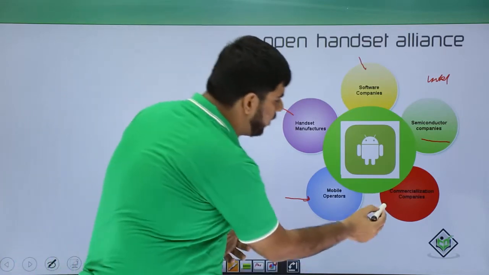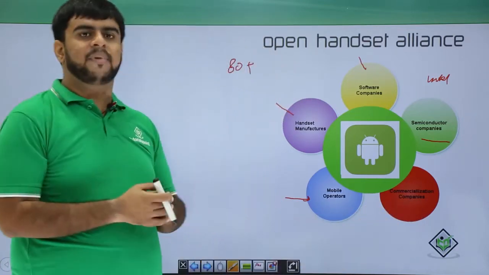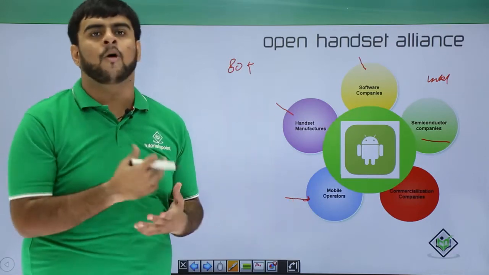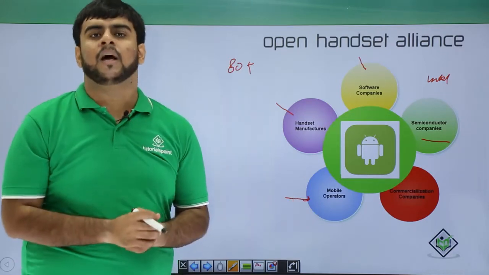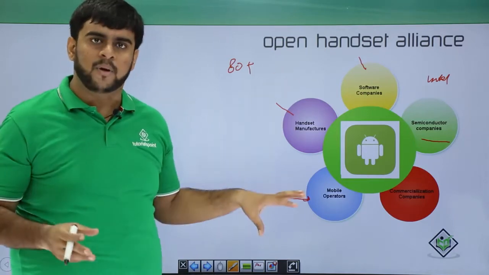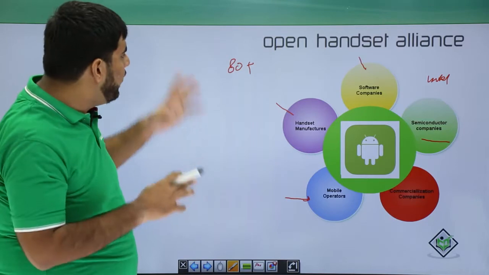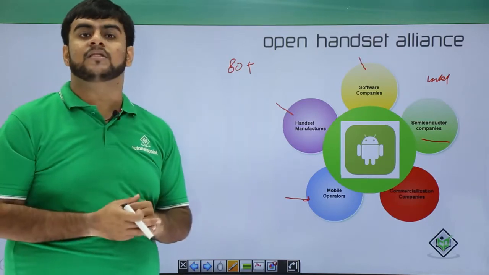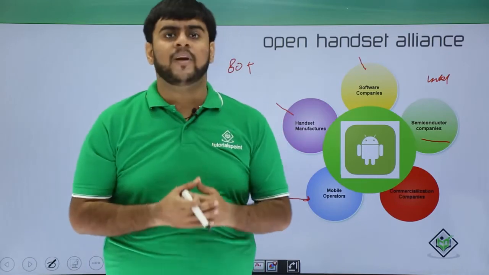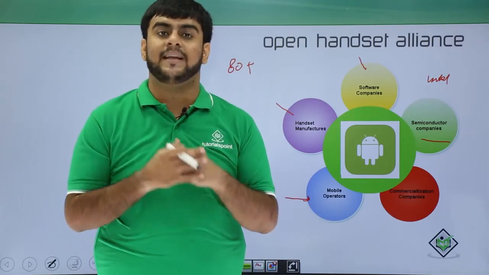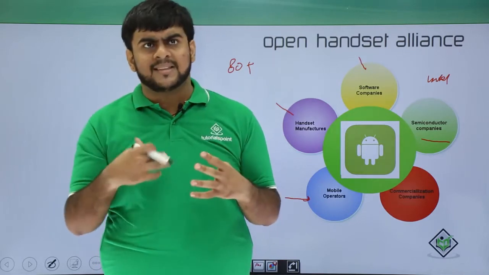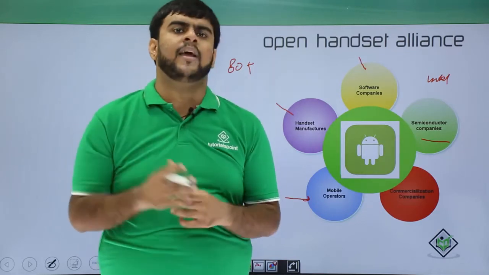Last but not the least, commercialization companies, companies that help make this OS commercial and physically viable, companies like advertising companies. Such companies clubbed together form the OHA, where we actually build this operating system and improve it day in and day out. So I think with this, you are very clear on what Android is, how it came up, and what open source is. This is the reason why we are using Android day in and day out.